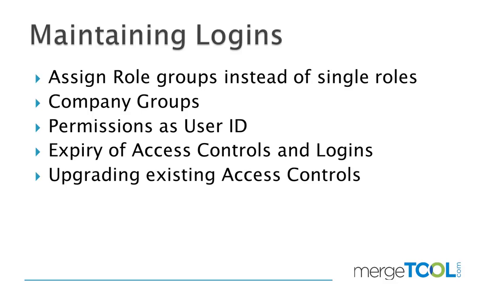Same way we can do with companies. We can maintain companies very simply also by using groups. We can have permission as user ID. So when you have multiple users working in the warehouse, you really only have to maintain one of them. The rest of them will just have the same permission. And if you change the first one, it will update all the other ones. We can also control expiry, both on individual access controls, but also on the complete login entry.